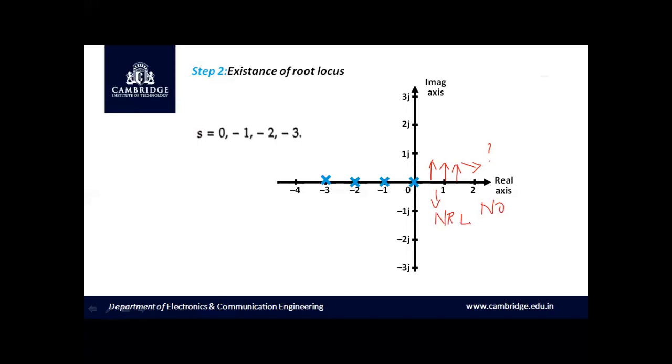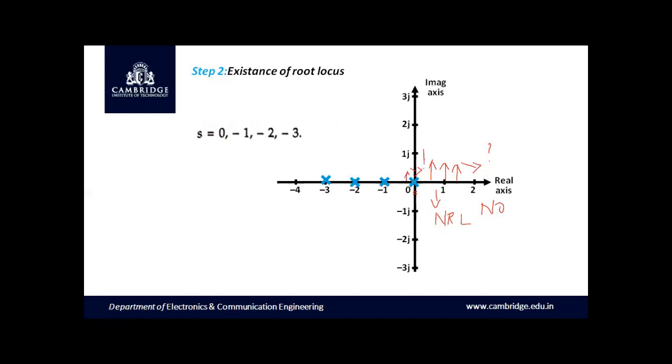Now let me take a point here in the negative real axis. Let me look towards the right side. Now put up the same question: can you see any odd number of poles and zeros towards your right? Yes, of course, I can see one pole towards my right.